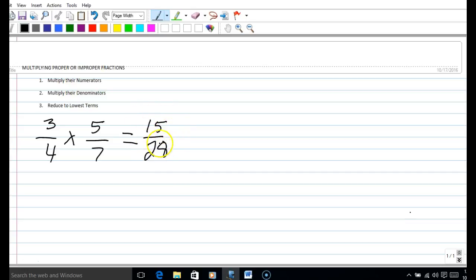Now I need to determine if this can be reduced, so what I'm going to do is look at the factors of the smallest number, which is 15. So the factors of the smallest number, 15, are 1, 3, 5, and 15. So see if the denominator is divisible by 3, 5, or 15. And 28 is not divisible by 3, 5, or 15, so therefore it is in lowest terms. So 3/4 times 5/7 is equal to 15/28.